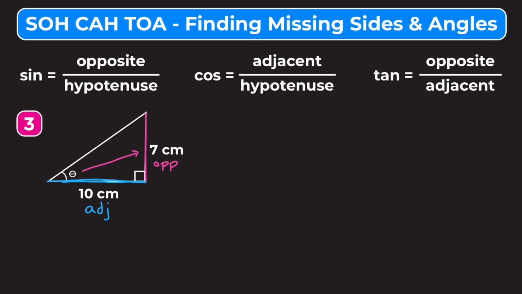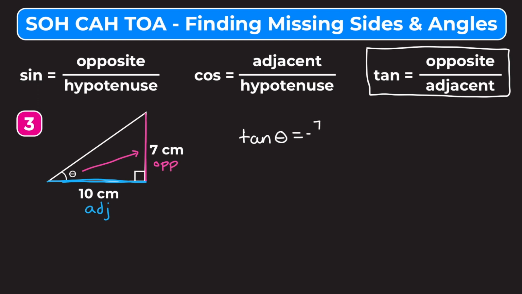So now we want to look at which trig ratio uses opposite and adjacent, and we are going to get tangent. So we're going to do a similar thing that we've been doing, except for this time our angle is our unknown. So we're going to say that the tangent of theta is equal to our opposite side, which is 7, over our adjacent side, which is 10.